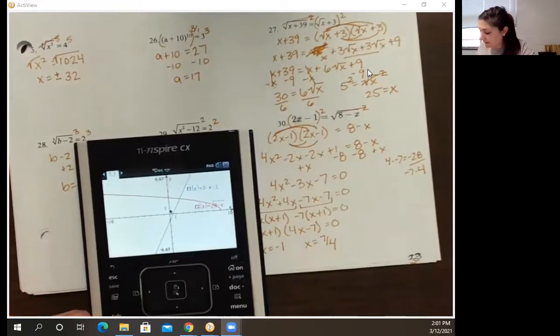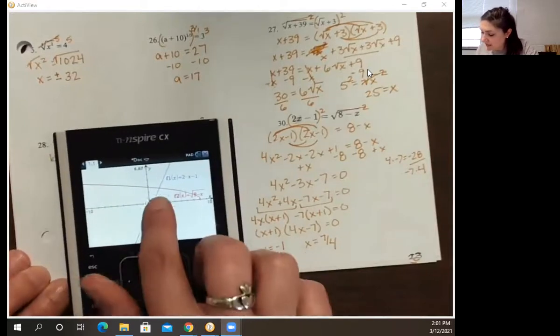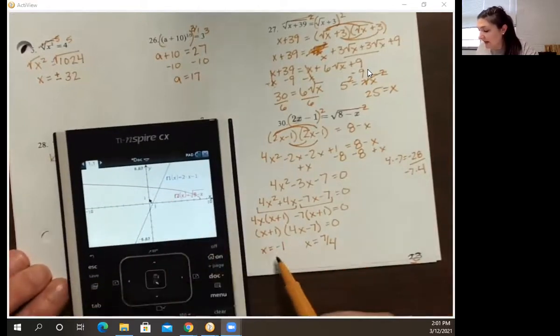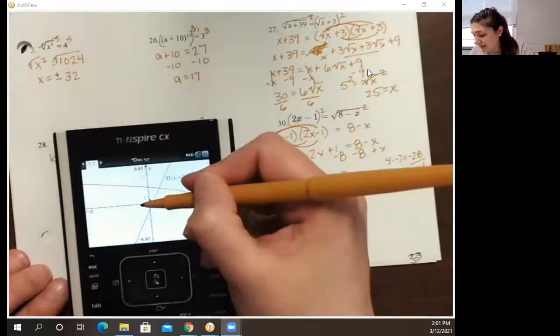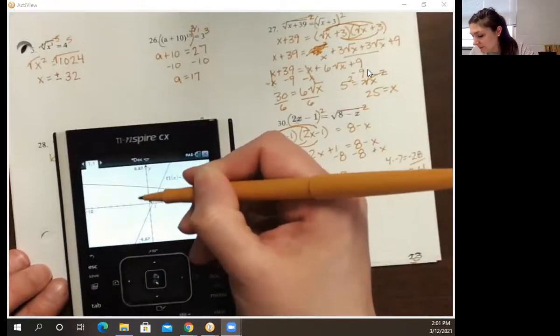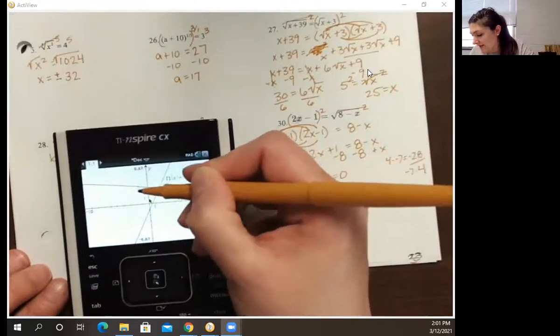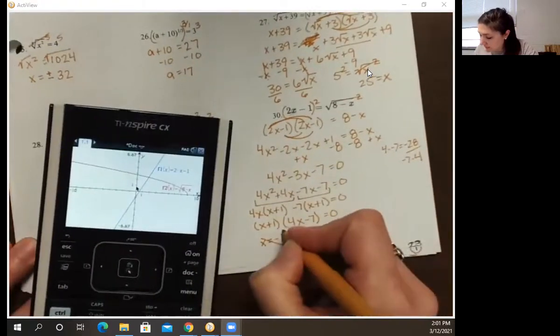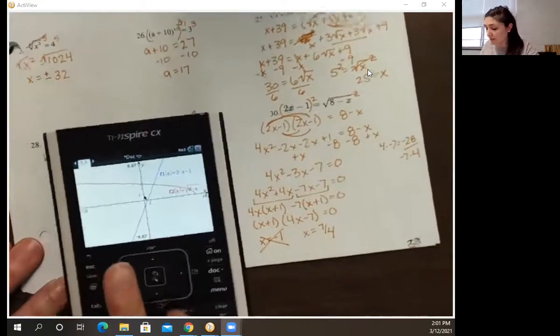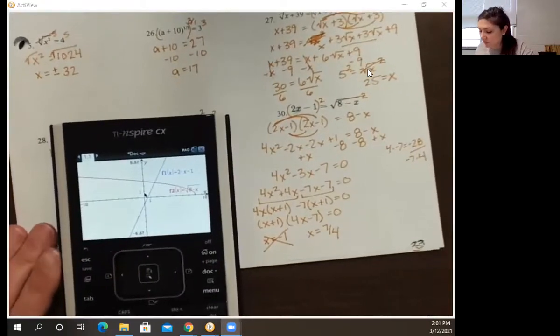Now I'm going to look for where they intersect. So I can see an intersection here. I'm expecting, based on my work, 2 solutions, one at negative 1 and one at 7 over 4. If I look at negative 1, I can see there's not going to be an intersection there. My graphs are at 2 different points for negative 1. So this is what we would call an extraneous solution. We saw those in our rationals unit as well.